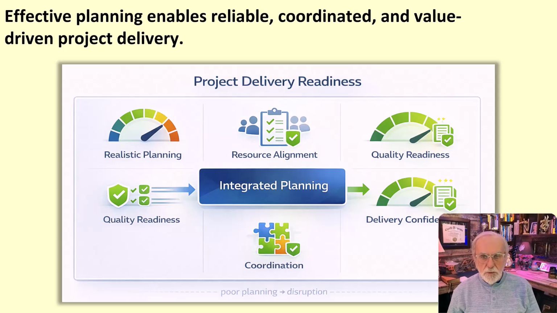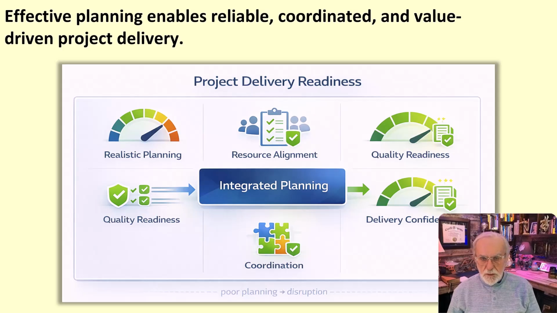One of the most important ideas is that these areas are interdependent. Resource decisions affect quality, quality issues affect risk, and risk responses affect both cost and schedule. If these areas are planned in isolation, gaps and inconsistencies are likely to appear during execution. Integration is what brings planning together. When planning decisions are coordinated across domains, the project becomes easier to manage, work is better aligned, expectations are clearer, and the team is more prepared to respond to challenges.